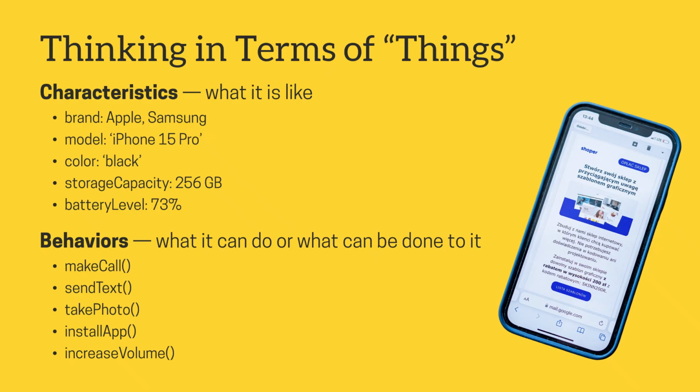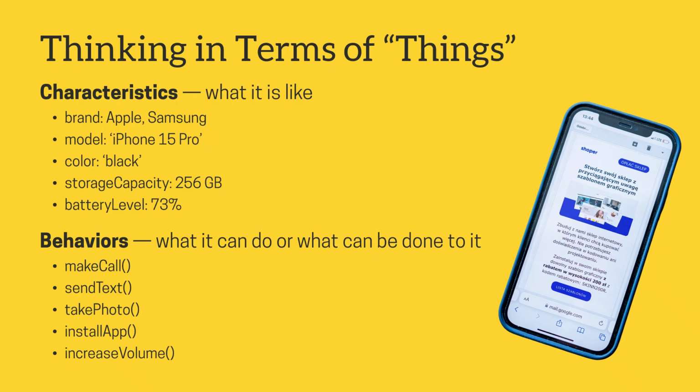So, for example, if you think about your phone, some of the characteristics, and these are like attributes, would be your brand, so it could be like an Apple or a Samsung. What the model is, that's a characteristic. The color could be a black phone, that's a characteristic. Your storage capacity, 256 gigabyte. Your battery level, these are all characteristics of a phone. These are like attributes.